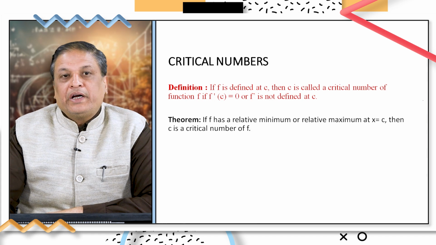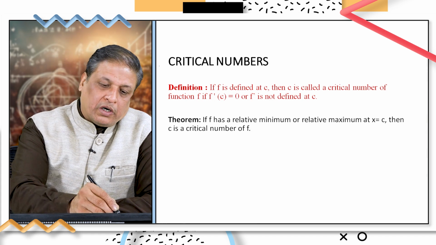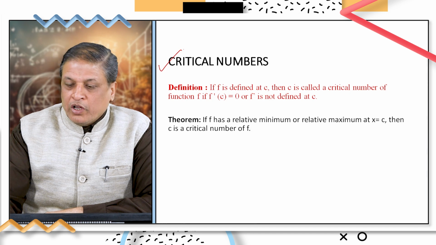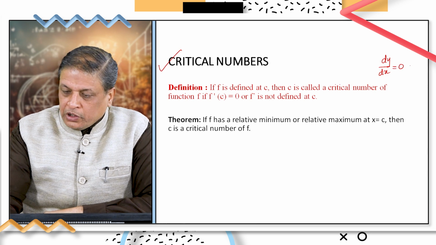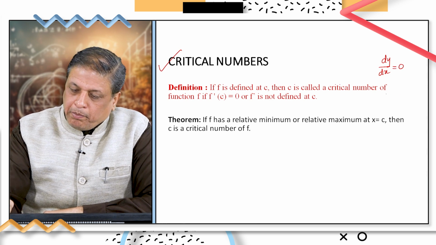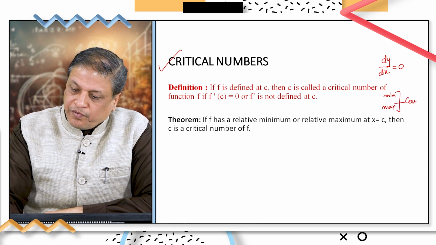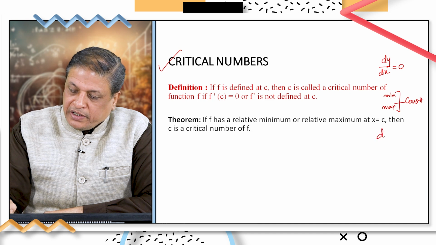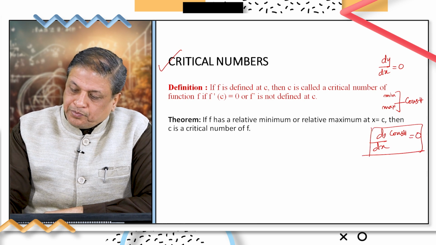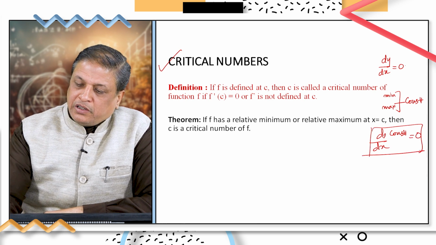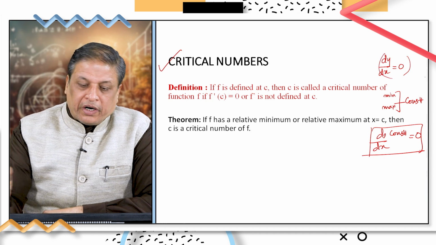But in order to calculate the minimum value and the maximum value, we are supposed to understand the concept of critical numbers. Critical numbers are the numbers wherein the derivative is 0 or is not defined. Because the minimum value and the maximum value are constants, and the derivative of a constant is always 0, d/dx of a constant is always 0. So, that means at the critical points the derivative should be 0. So, what are critical points?